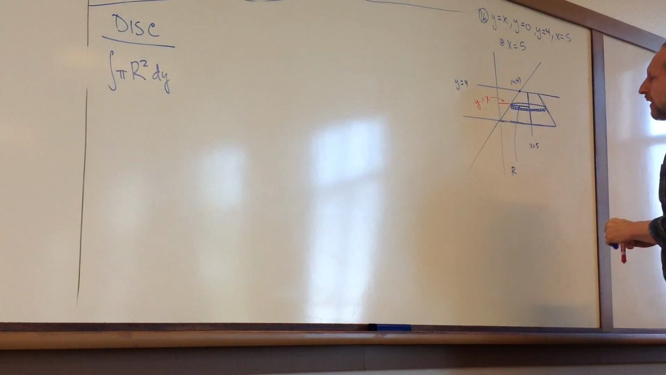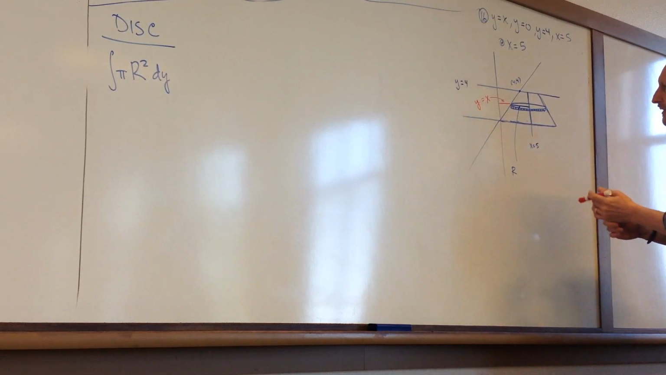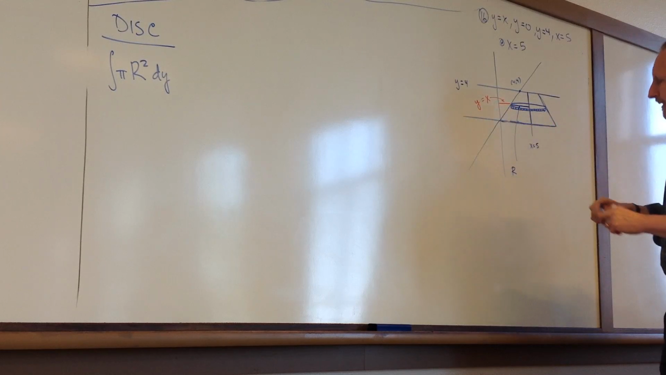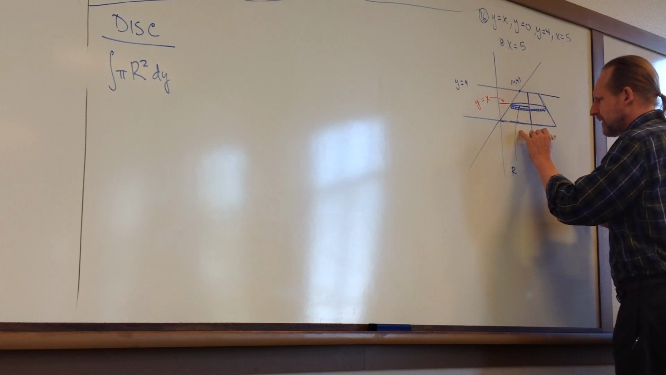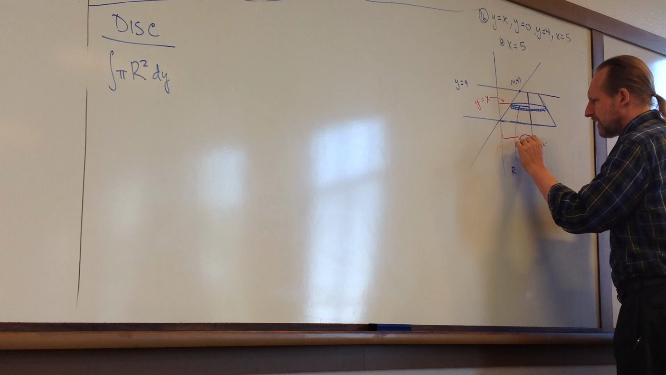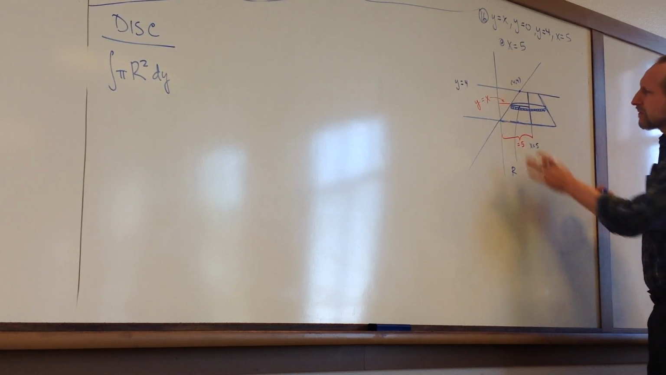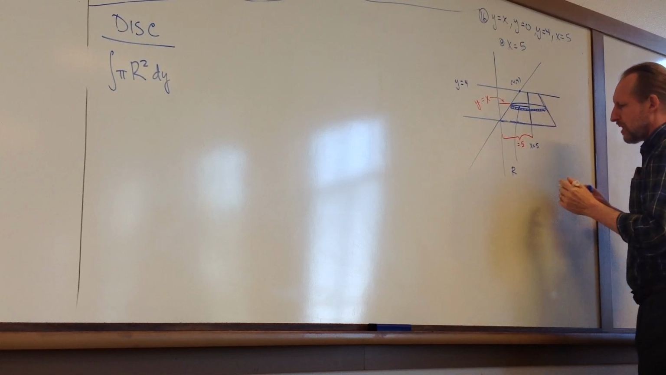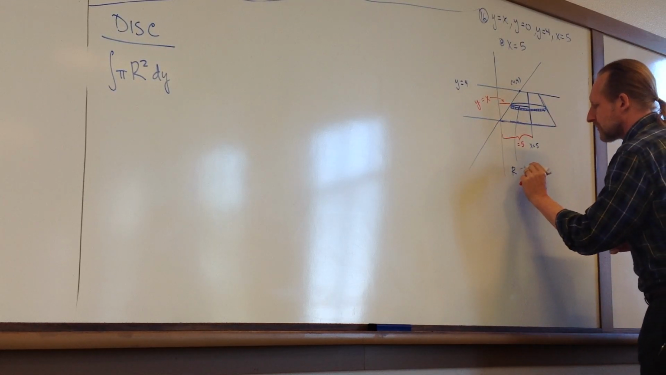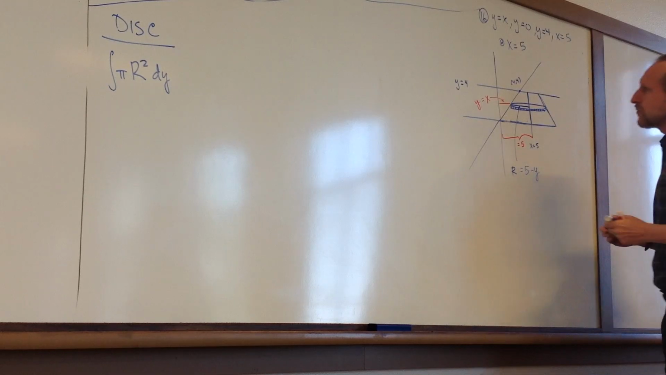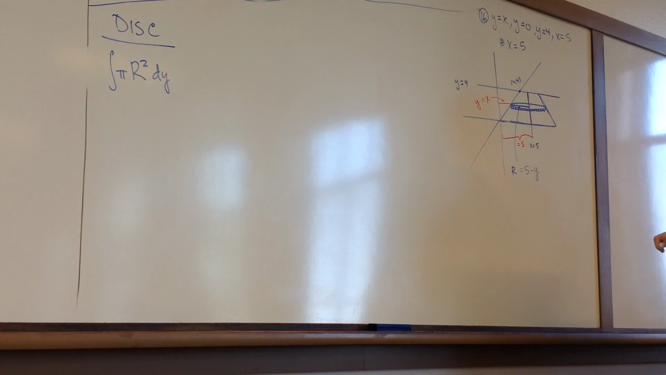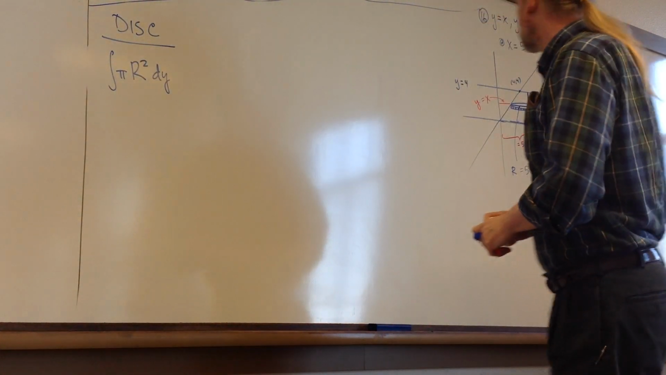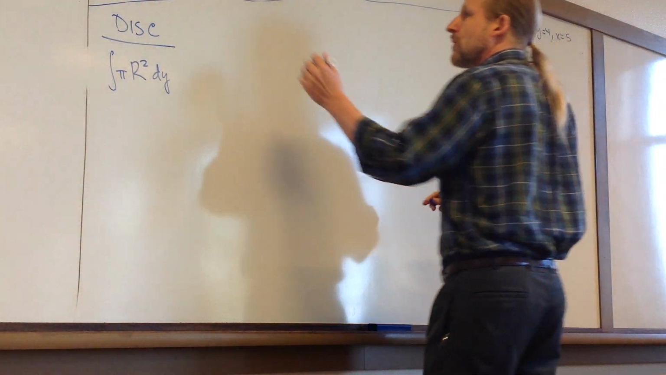And so how are we going to identify this r? Well, this piece is y. This piece right here is 5. This is 5, this is y. This is 5 minus y. That's our radius, 5 minus y. Okay, so now that we've identified our radius, this is a disk problem, so we're all set up to integrate.